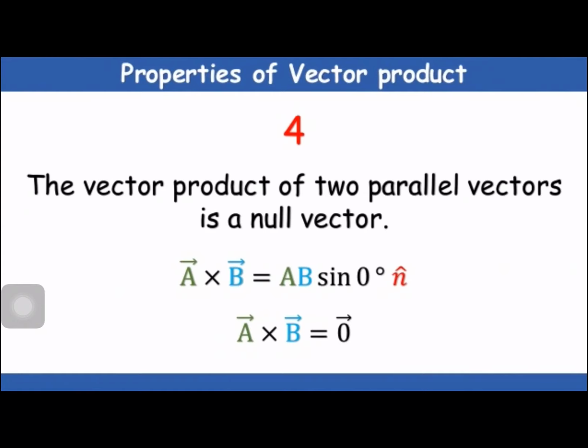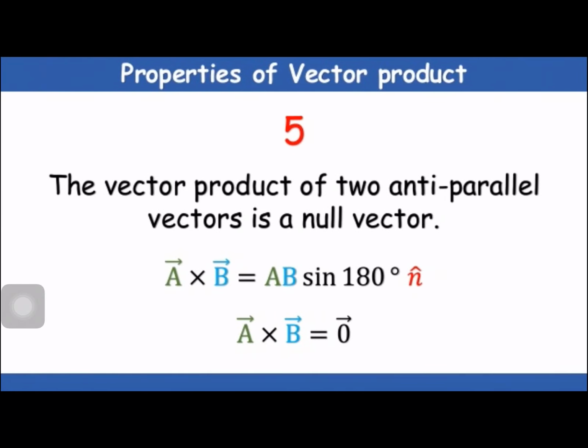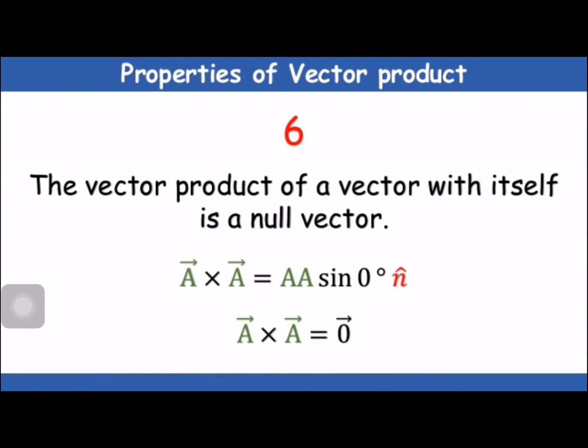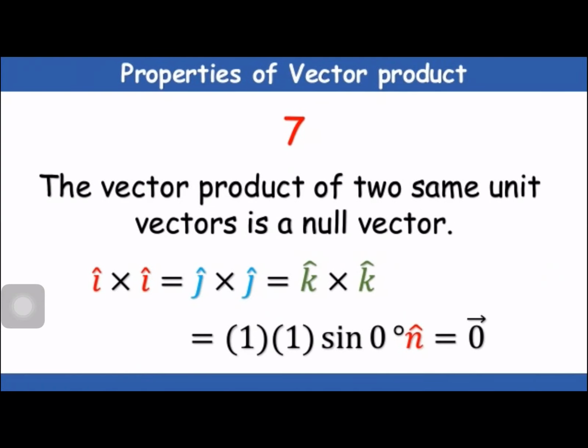The vector product of two parallel vectors is a null vector. Parallel means theta equals 0, sin 0 is 0, so that will be 0. The vector product of anti-parallel vectors is also a null vector. Why? Because theta equals 180, sin 180 is 0, so you get totally 0. The vector product of a vector with itself, A cross A, is a null vector. That means theta equals 0, sin 0 is 0, everything will be 0.